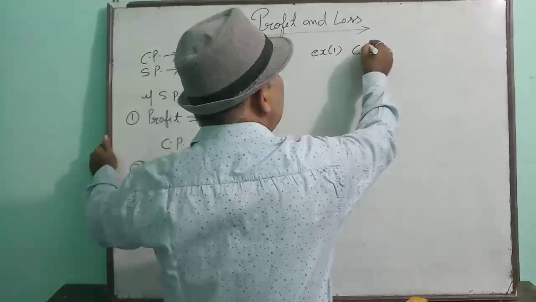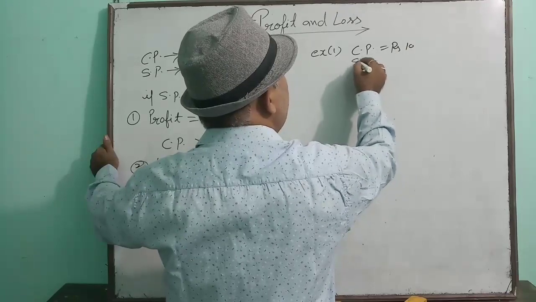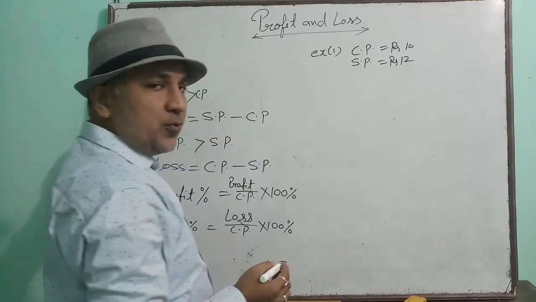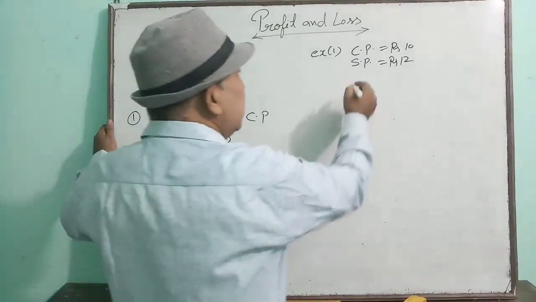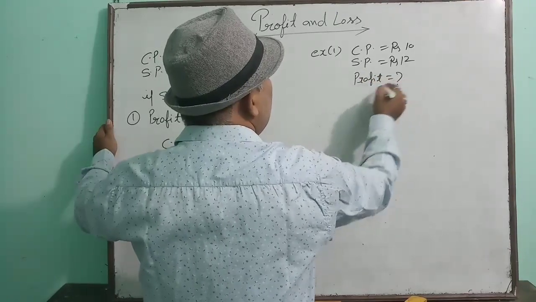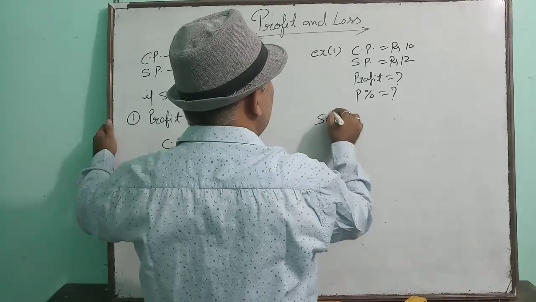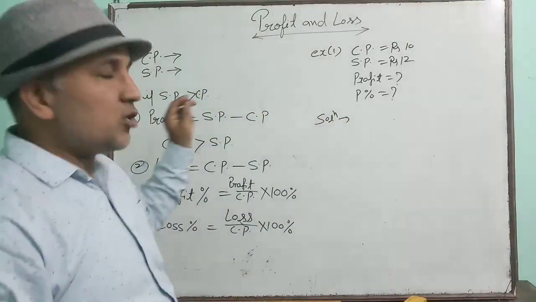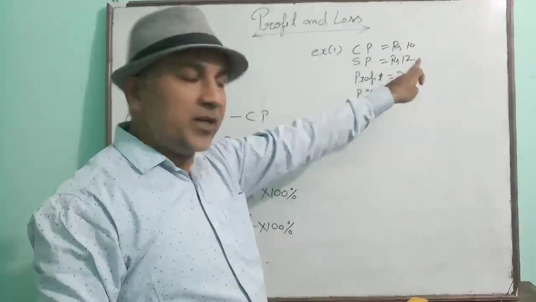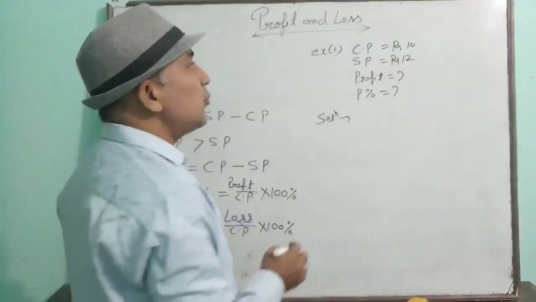Suppose that the cost price of an article is rupees 10 and selling price of the article is rupees 12. Then calculate profit and profit percentage. Understood? What is the question? If cost price is 10 rupees and selling price is 12 rupees, then find profit and profit percentage. Now see how to solve.